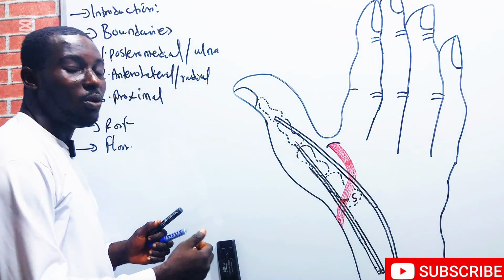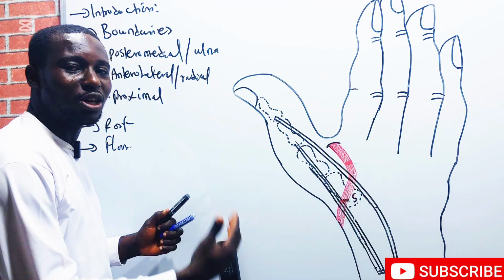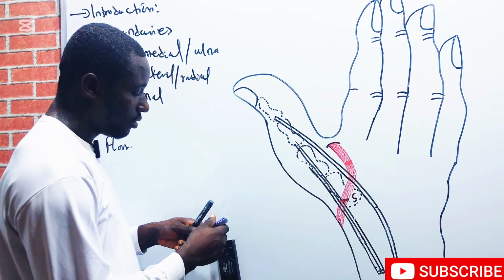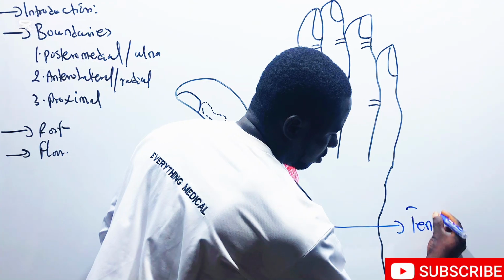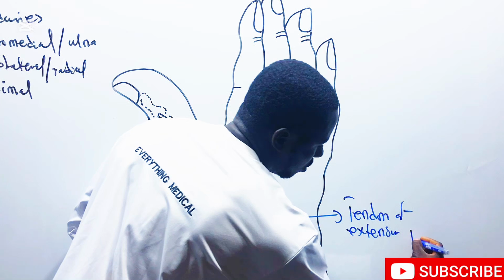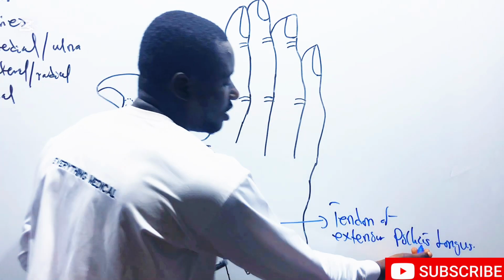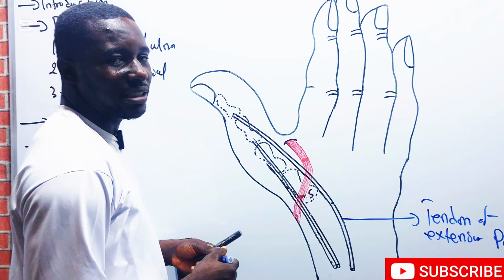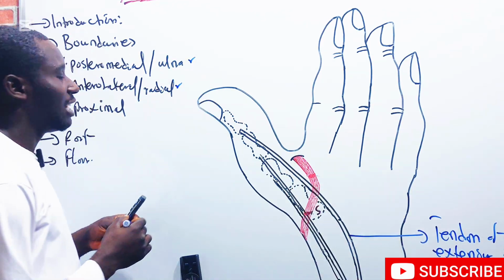What is the structure that forms the posteromedial boundary of the anatomical snuff box? It is the tendon of extensor pollicis longus. So this is the tendon of the muscle that forms the posteromedial or the ulnar boundary of the anatomical snuff box. Okay, we go to the next one, which is the anterolateral boundary.